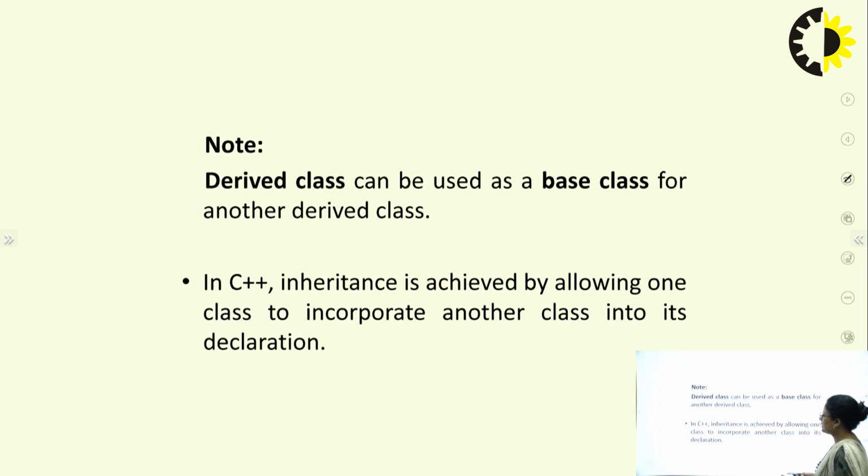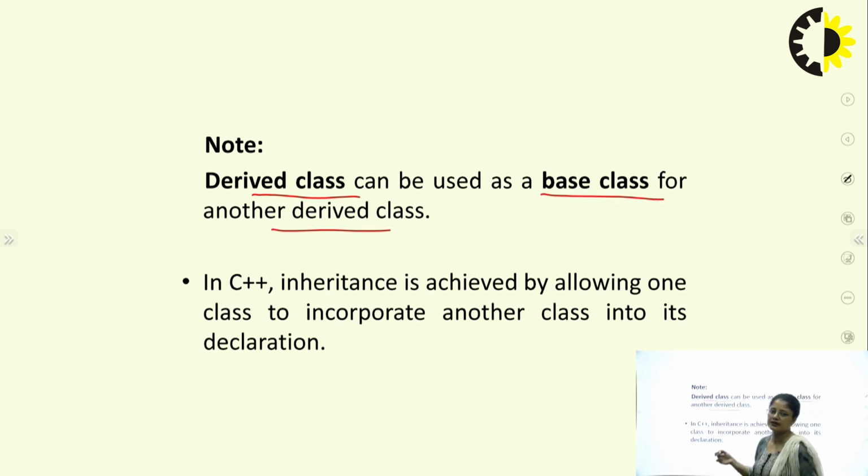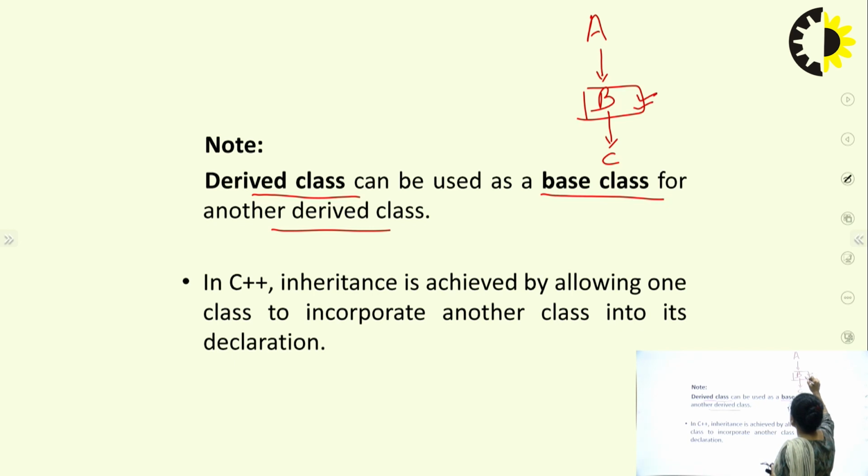So let us note some important points. A derived class can also be used as a base class for another derived class. So we have a class A, which is the base class, based on which we have a class B that is derived, and this class B can again be inherited by a class C that is derived.